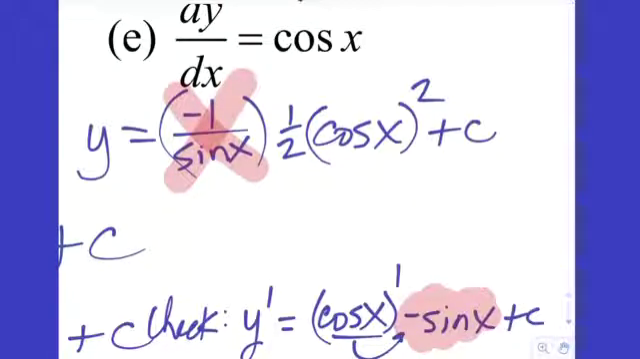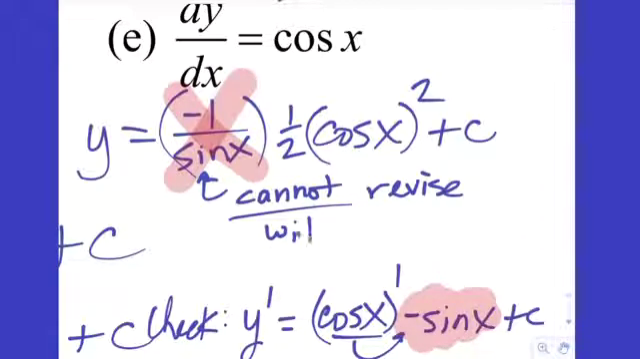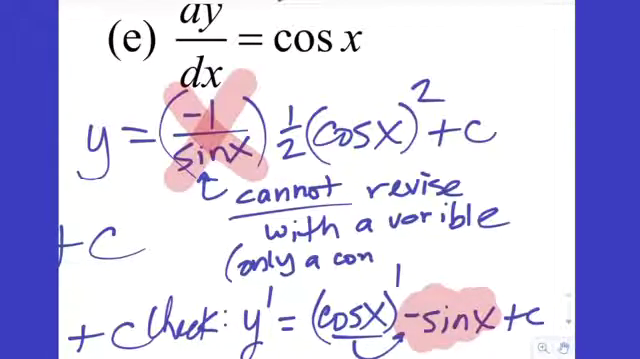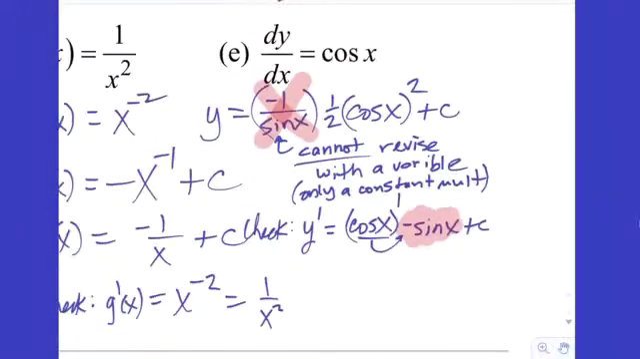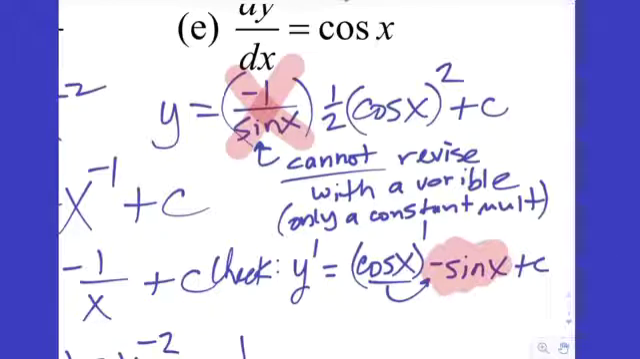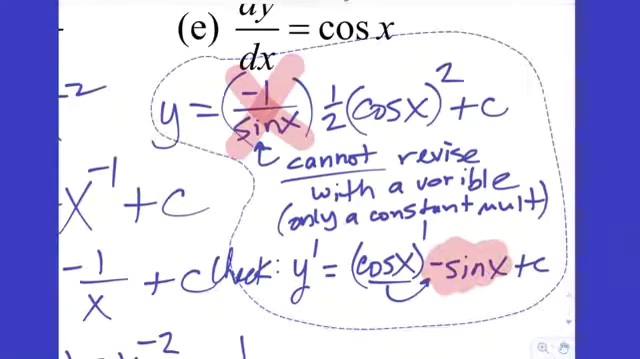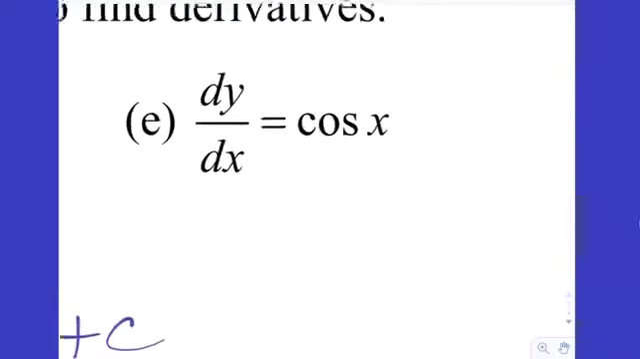So here's a lesson that we learned right now. You cannot revise with a variable. You cannot make a correction of a variable. You can only correct an unwanted constant multiple, okay? Only a constant multiple. Because remember, when you take the derivative of those, they go along for the ride. If you correct it with a variable, now you're changing the original problem into like a product rule or something. So, yeah, not everything is going to be a power rule in reverse, is it? No. Just like not every derivative rule was a power rule.